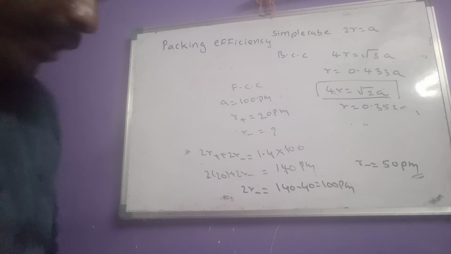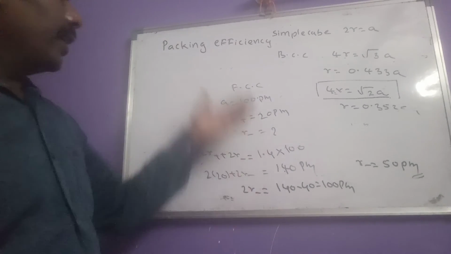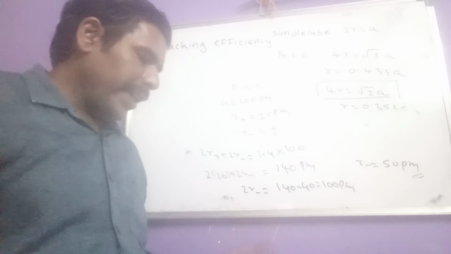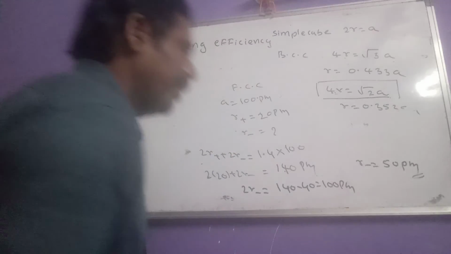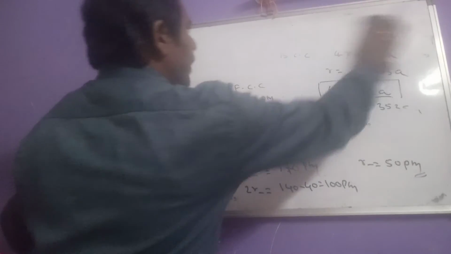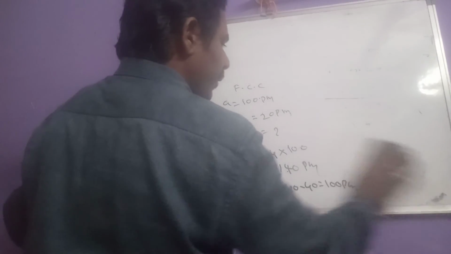So like this we have to calculate the radius of cation or radius of anion using edge length. So this is regarding packing efficiency and packing fractions.